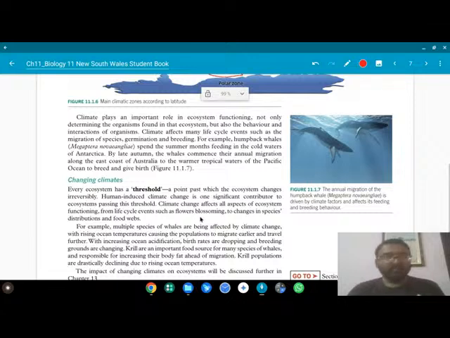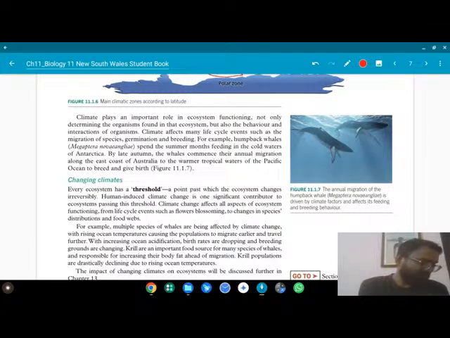Okay, and the students are giving a number of messages. Okay, so climate plays an important role in the ecosystem. Okay, so that is each and everything.